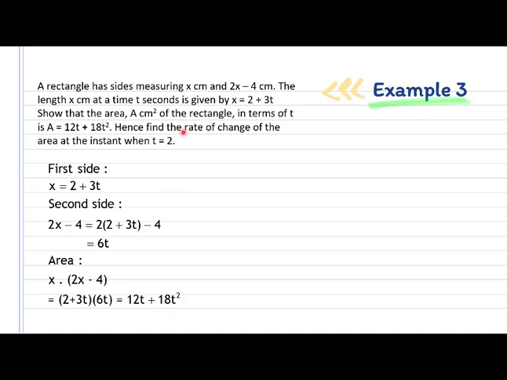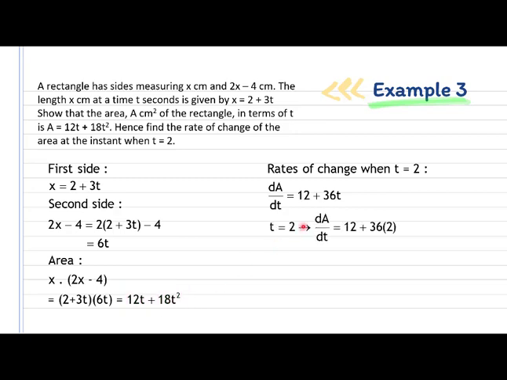Now we will find the rate of change of the area, so it will be dA/dt. Then dA/dt from here becomes 12 plus 36t. And we calculate when t equals 2, dA/dt or the rate of the area will be 12 plus 36 times 2. So this is 84 centimeters squared per second.